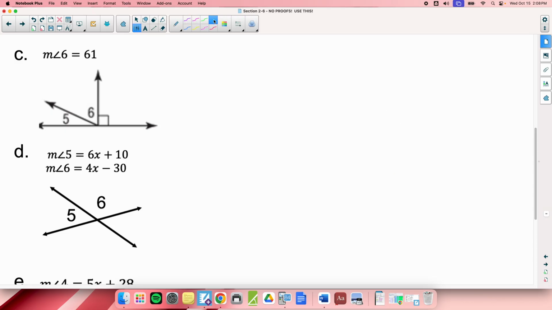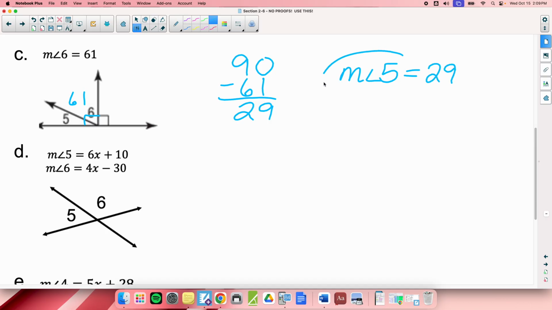And for here, they tell us angle 6 is 61, and we have to find angle 5. It's 39. Do you know why? Do you guys get if this is 90, isn't that 90 also? So these two have to add up to 90. So if that's 61, angle 5 is 90 minus 61, which is 29. So how you would write that is the measure of angle 5 is 29. You don't have to write angle 6 because you were given that, okay?